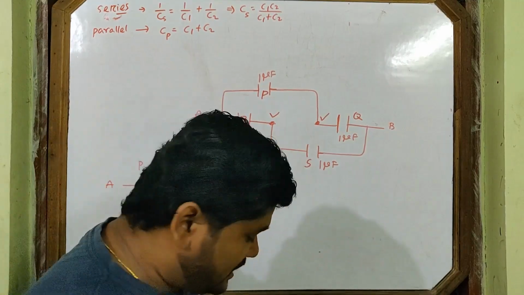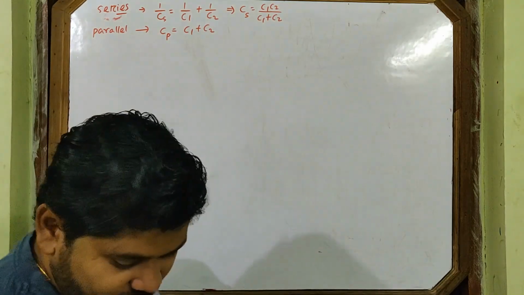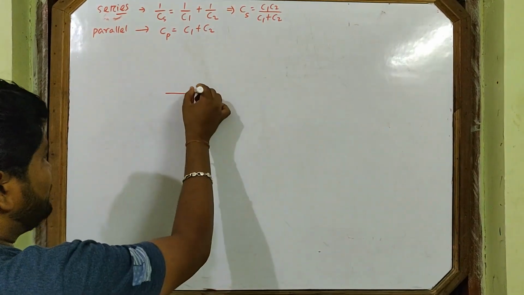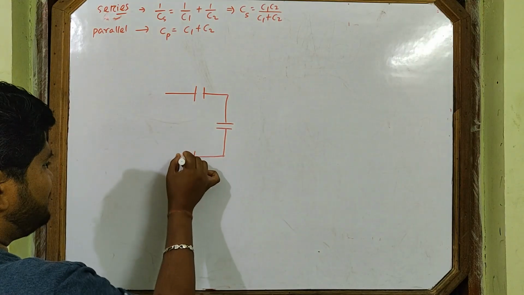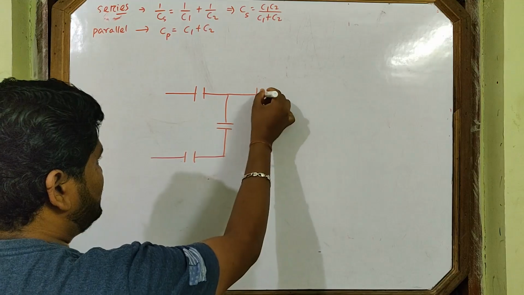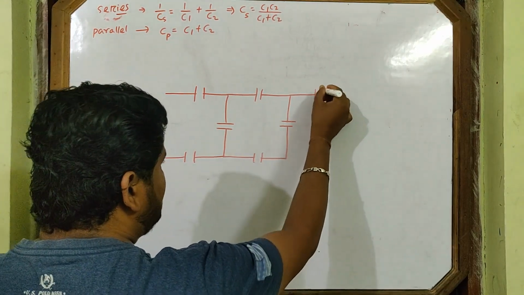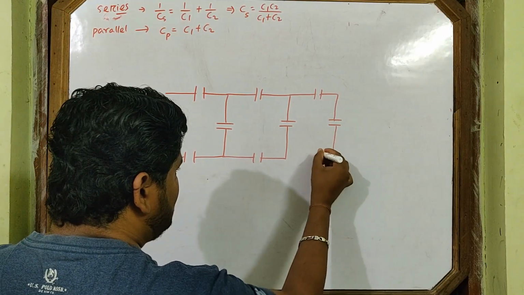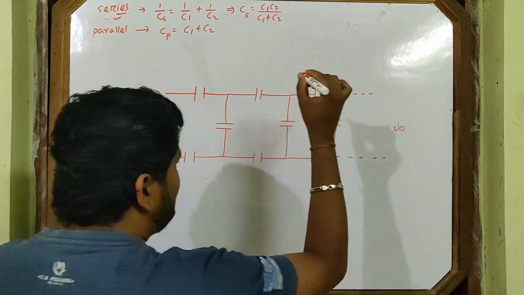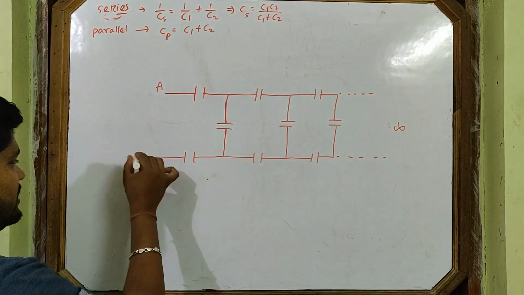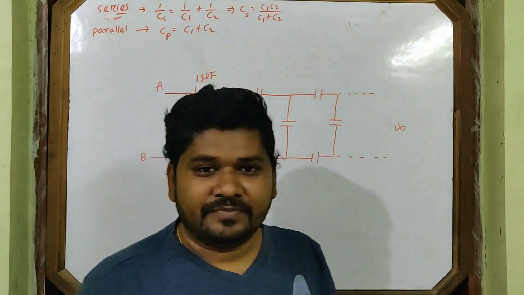This is an infinite capacitor series. Infinite capacitors are there. In that case, what will we do? Okay, now let's see. 1 capacitor here, 1 capacitor here. Then 1 capacitor you can connect here also. Here 1, here 1, here 1. Like this, how many capacitors are connected? Infinite number of capacitors are connected between the terminals A to B. Each capacitor is 1 microfarad.